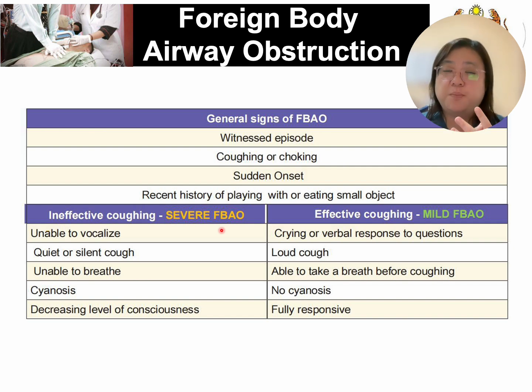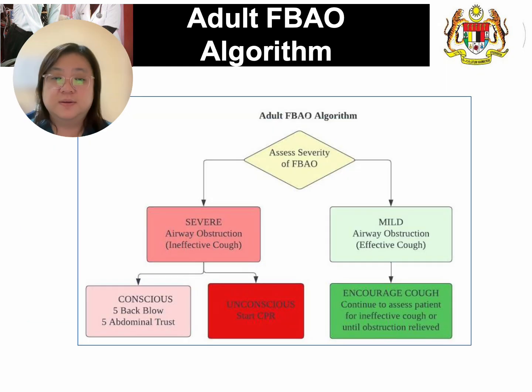They cannot breathe properly. They might look cyanosed because the airway is blocked. So look for cyanosis, or they are unconscious, with a decreased level of consciousness. So you really need to know what are the general signs, what are the mild signs, and what are the severe signs of choking. This is a very important slide, okay?